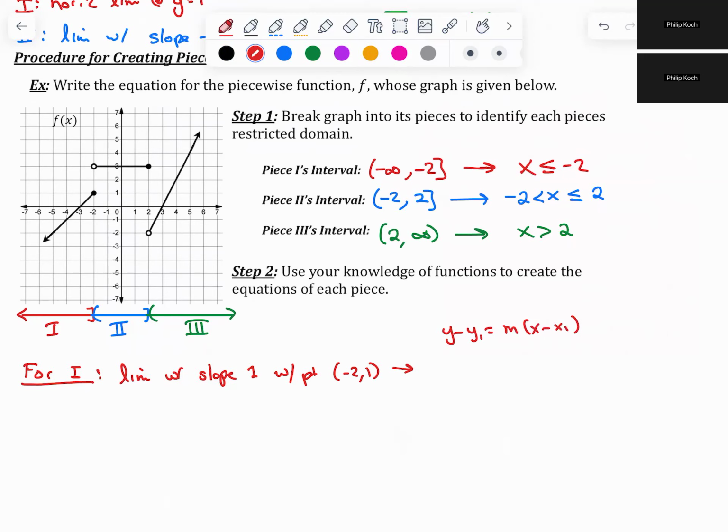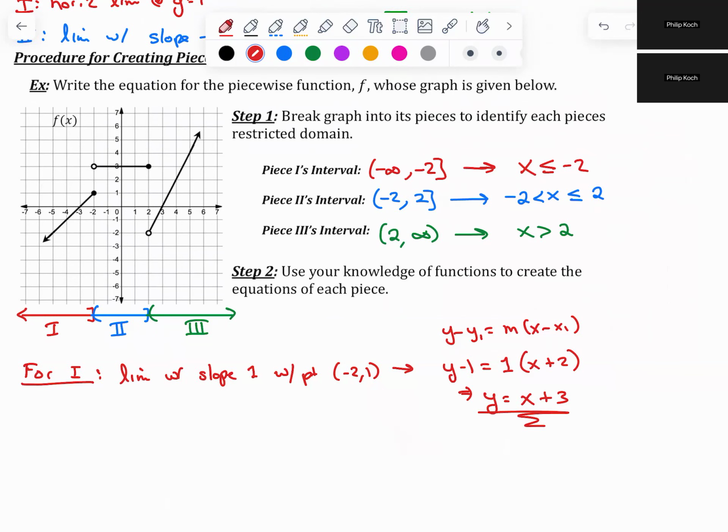So that's going to be y minus 1 is equal to a slope of 1 times x minus -1, so plus 2. But this is not in functional form because that -1 is there. So we're going to have to simplify it. We're going to have to write it in slope-intercept form. So this will be y equals x plus 2 plus 1, so x plus 3. And underline it and say that's piece 1's equation.